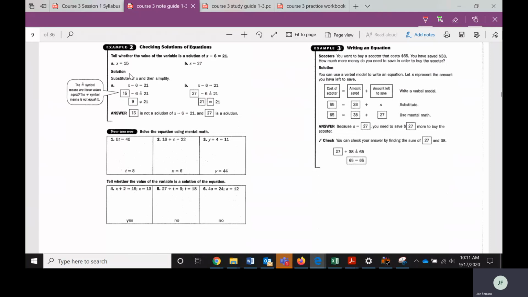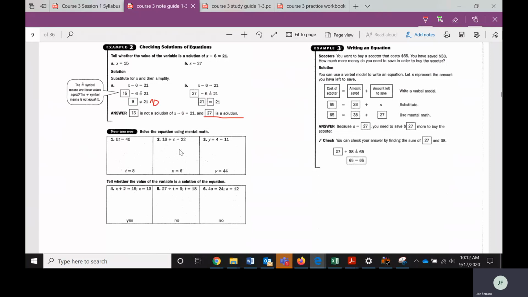So here they put 15 in for x. 15 minus 6, is that equal to 21? That's what the question mark here means. Well, 15 minus 6 is 9, so no. This would be a no. That's not correct. Letter B. So now they're saying, what about if x is 27? Does that work? So you put 27 in for x. It's the same equation. 27 minus 6, does that equal 21? Well, 27 minus 6 is 21, so yes. And so 27 is a solution.